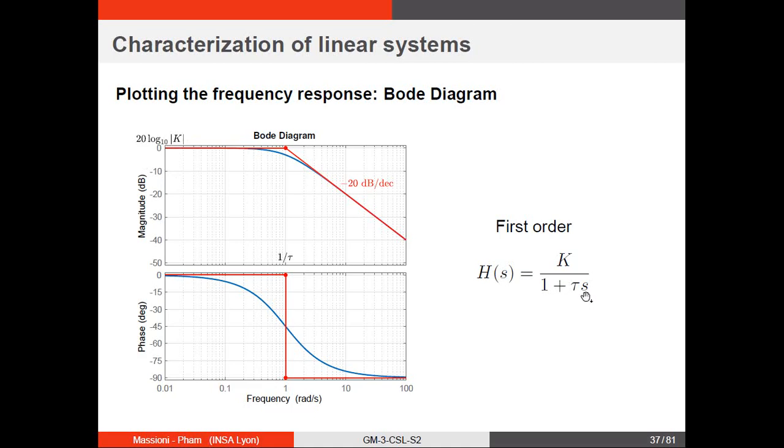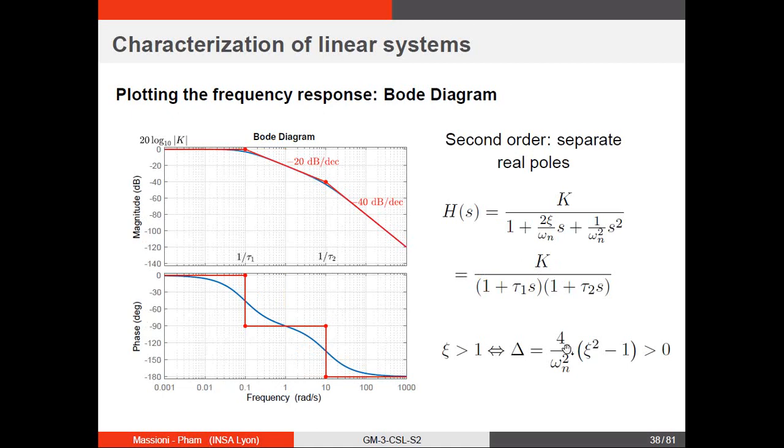When s starts to be big, then we get the denominator which grows big, so then it starts to slope down. Because we are in log scale, this slope becomes linear in the log scale. And the phase is basically the phase of the numerator divided by the phase of the denominator, which means we have a minus the arctangent of omega times tau. This is the arctangent.